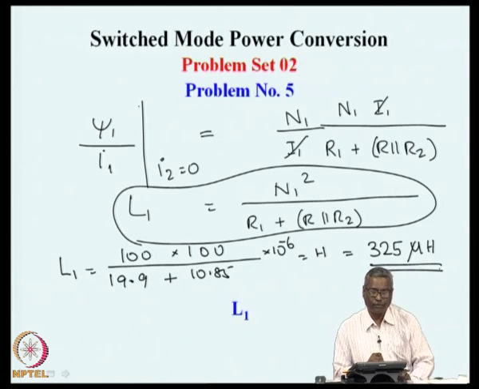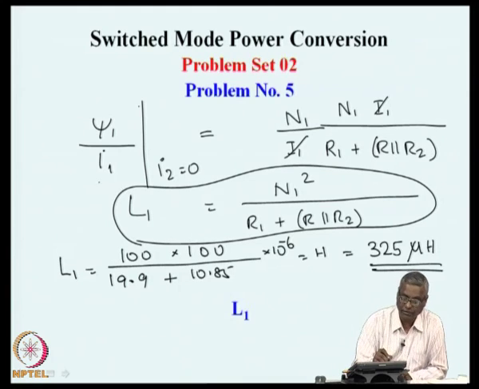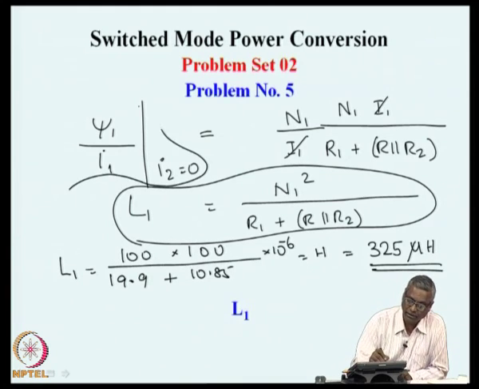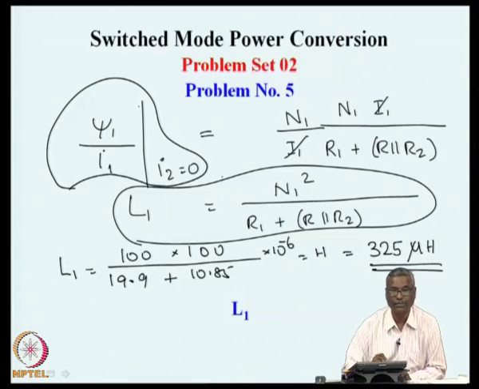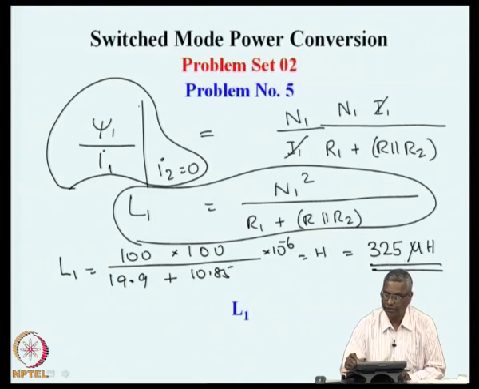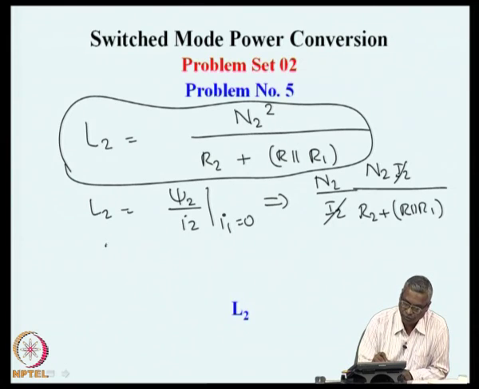So, what we see now is that in the coupled winding, L1 is the inductance of winding 1, which is on account of excitation in 1 and the flux linkage in 1. The definition of self inductance is flux linkage of winding 1 on account of current in 1 when all other currents are 0, and that is 325 microhenry.